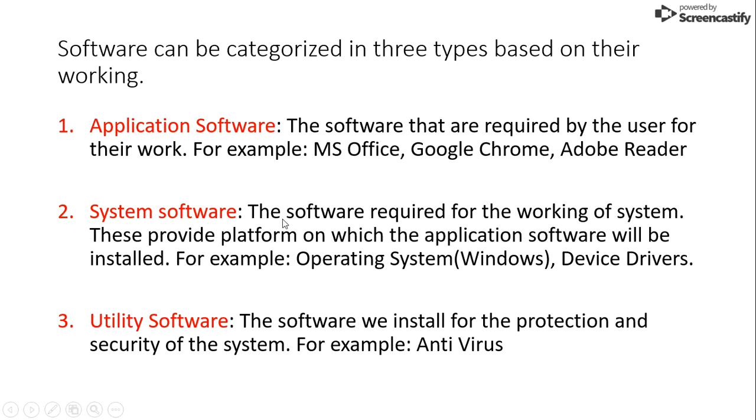On the other hand, system software is required for the efficient working of your system. Your system won't be able to work without it. The main system software are operating systems like Windows, Linux, or Macintosh, and device drivers. Device drivers are like graphic card drivers and LAN card drivers. For utility software on Windows, users generally install an antivirus that is used for the protection and security of their system. So this is another category of utility software.